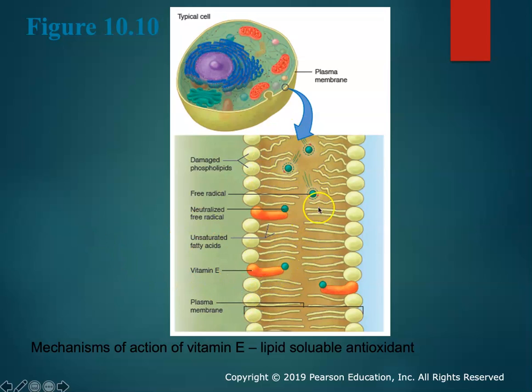So another specific example, I do expect you guys to understand this in terms of the specific function of vitamin E. It's particularly going to work at the plasma membrane and particularly going to protect those phospholipids by neutralizing free radicals that will damage them.